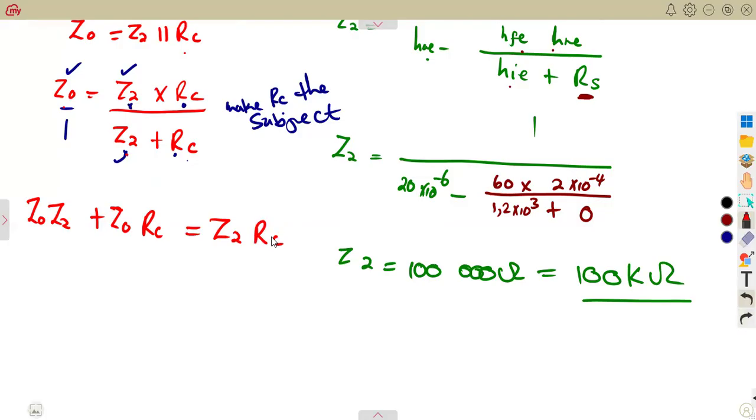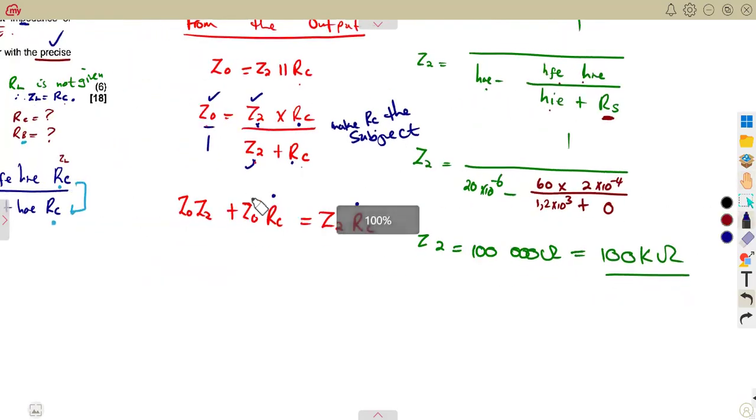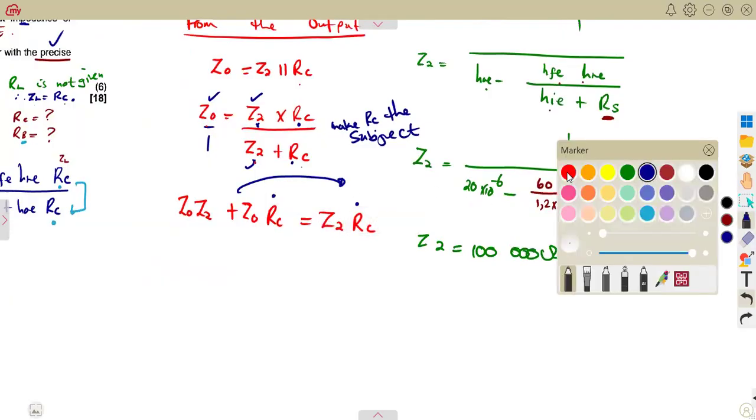So that's where we are. And we need to make the RC the subject. So let's collect the terms with RC to one side of the equation. We can transpose this, it becomes a negative. It's up to you the way that you want to transpose there.